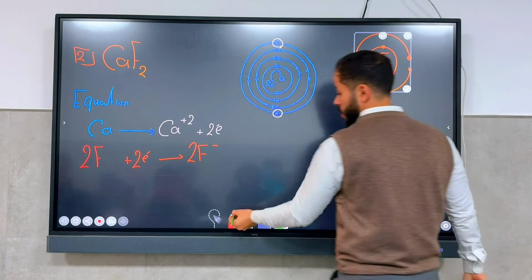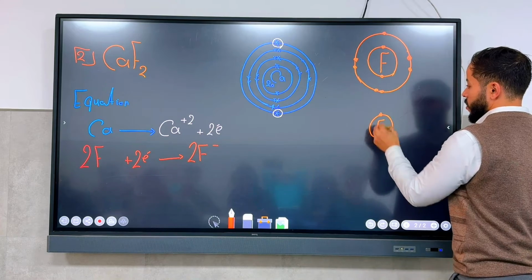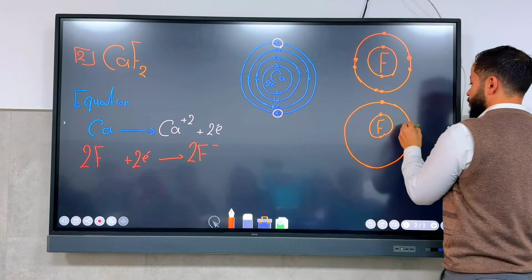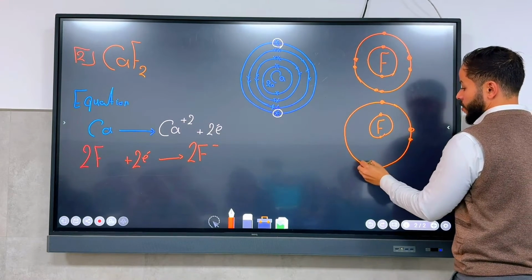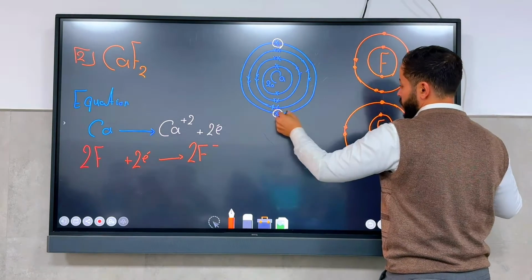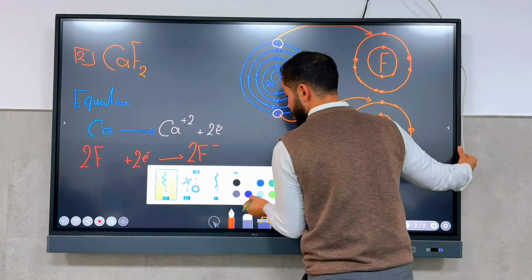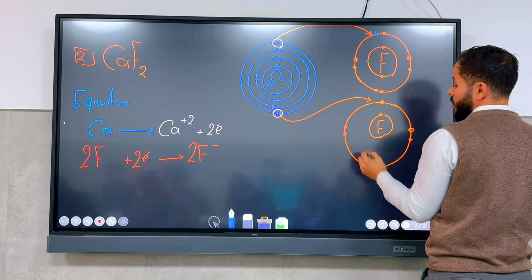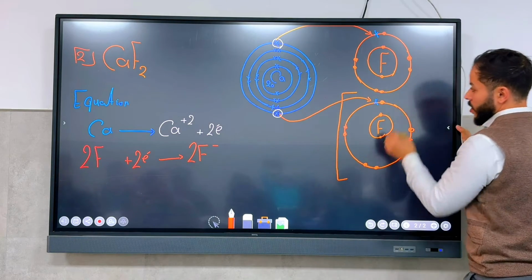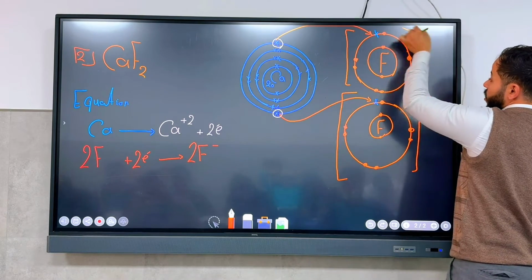Okay. So I need another fluorine atom. Let's draw it. Another fluorine atom, 2 dots. Then how many dots, guys? 7. 1, 2, 3, 4, 5, 6, 7. Then of these 2 electrons here, 1 electron will go to this atom to balance, and the other electron will go to this atom to balance it. So these are the 2 electrons of the calcium. Then these atoms here convert to what, guys? This has become an ion, right? And this becomes an anion, negative.